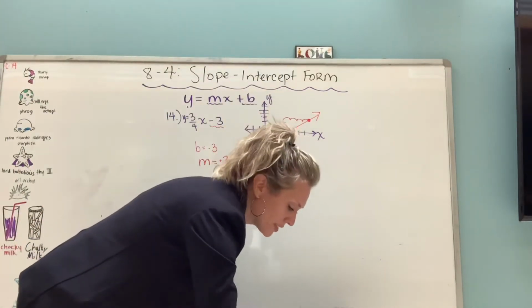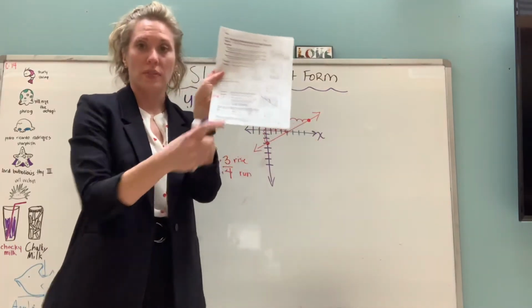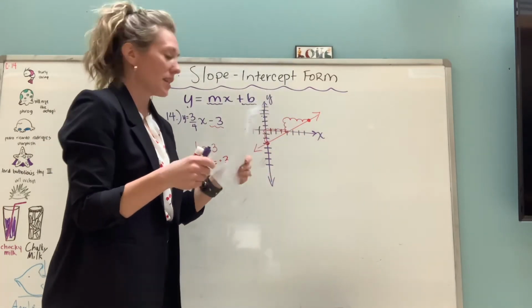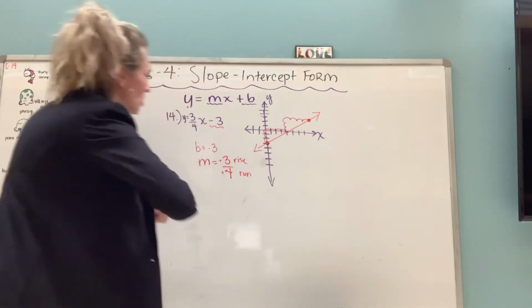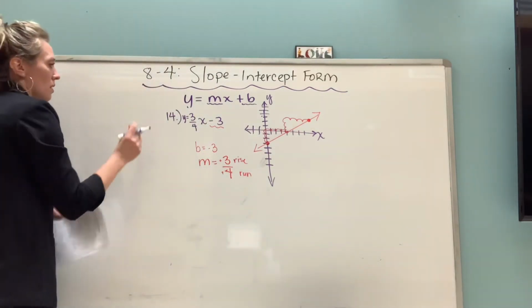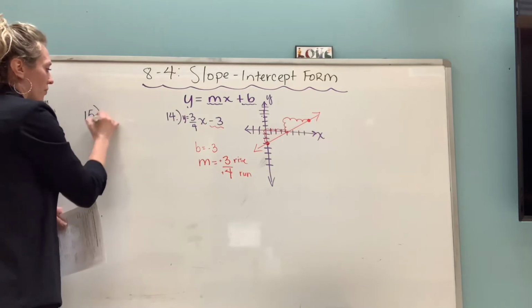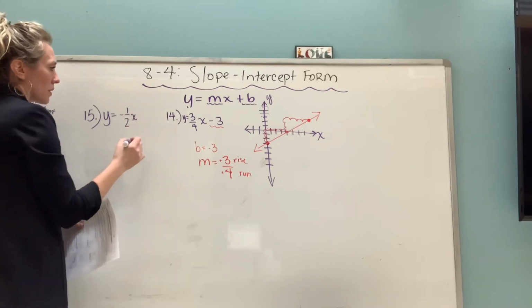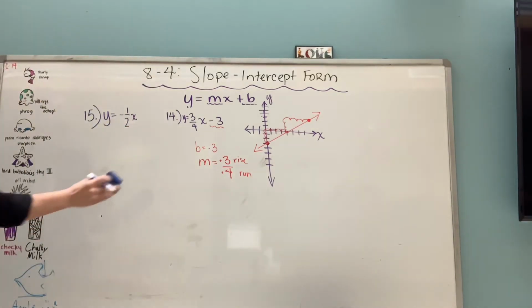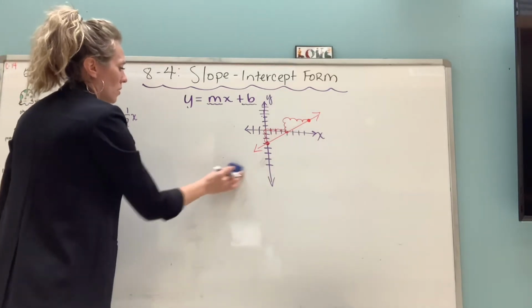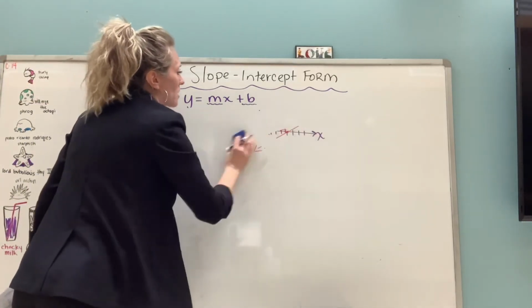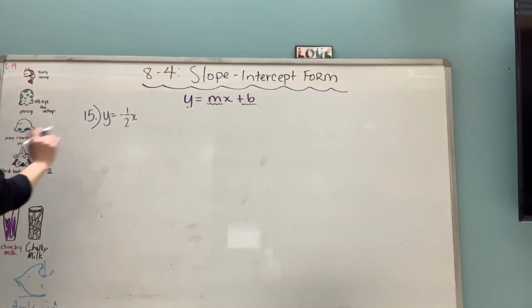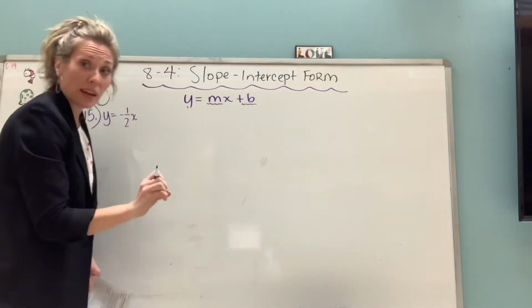If I look at number 15 on this handout, the reason that I like number 15 is that it says y equals -1/2 x. If I'm looking at that, what does that actually mean for the slope or the y-intercept? We're supposed to have y equals mx plus b, okay? Well, it's not there. So instead, what's invisibly there is a 0.